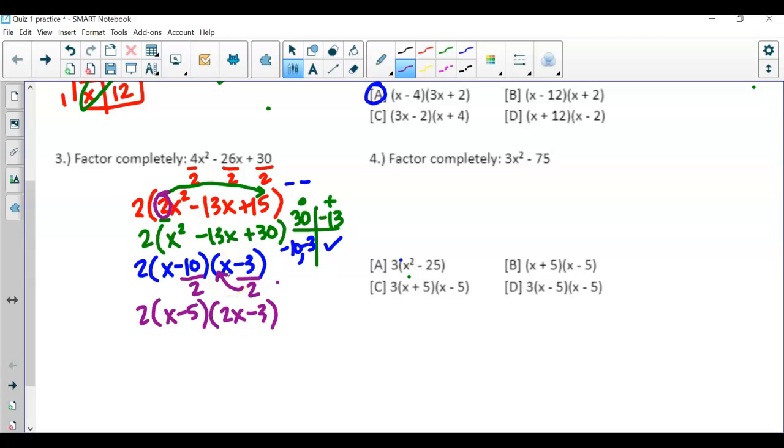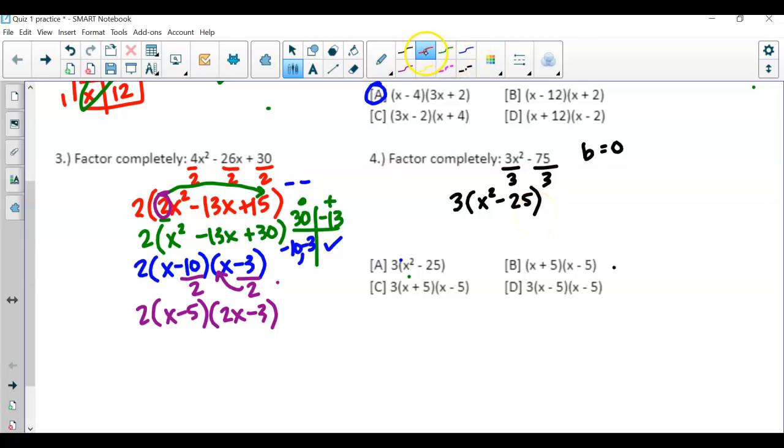Here, question number 4. Now notice in this one, see how we only have 2 terms here? We're missing our B. B is equal to 0. So keep that in mind like our special case. Do we have a GCF? Yes. I can divide both by 3. So now here I've got 3 times x squared minus 25.